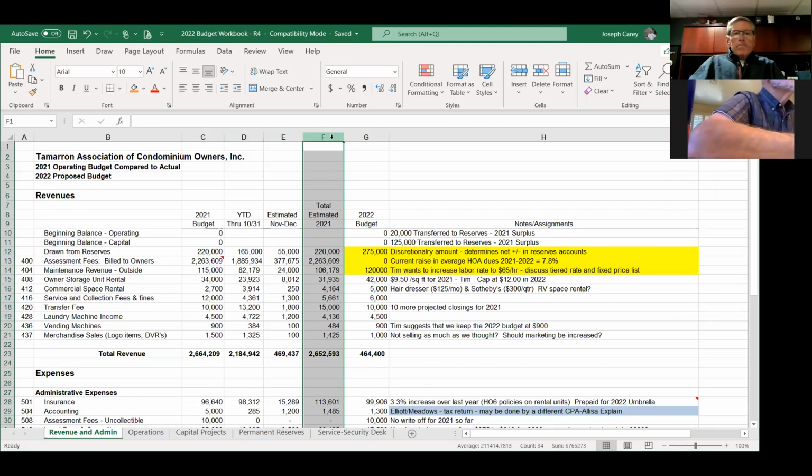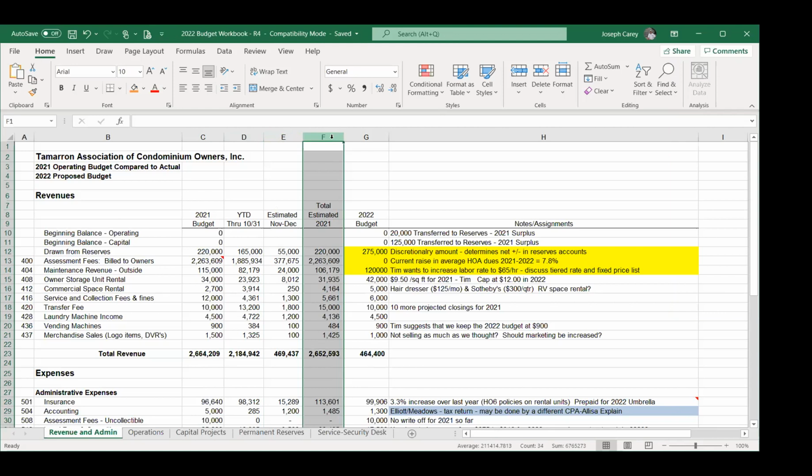Then we take a look at that and determine where we've spent money, where we've gone under budget, where we've gone over budget, and what we'll do for 2022. And the proposed budget for 2022 is in column G.